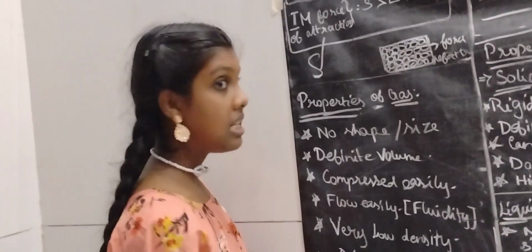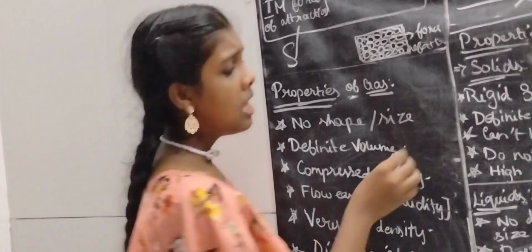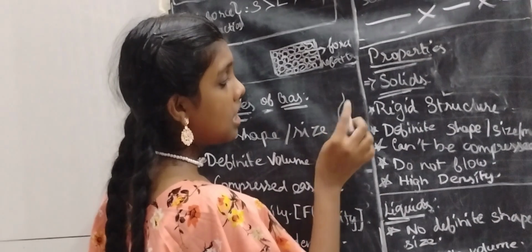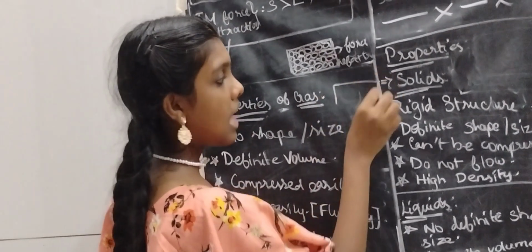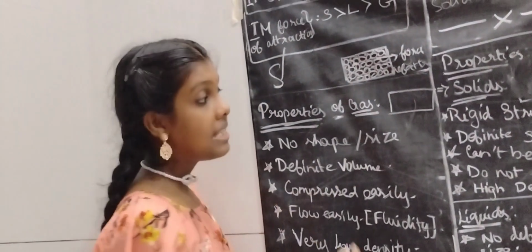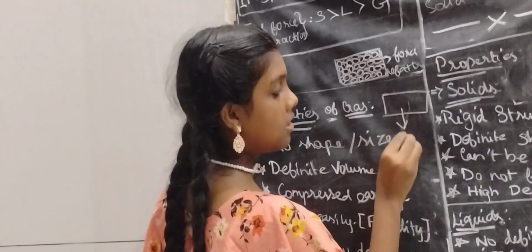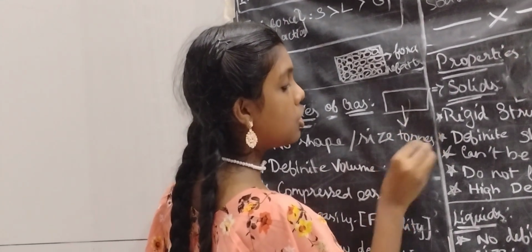Next, it has a definite volume. If you see, nowadays we are measuring our AC air volume in tons. This is also a measure.